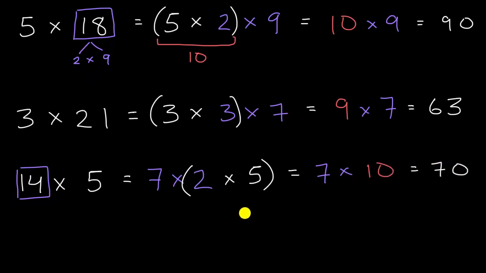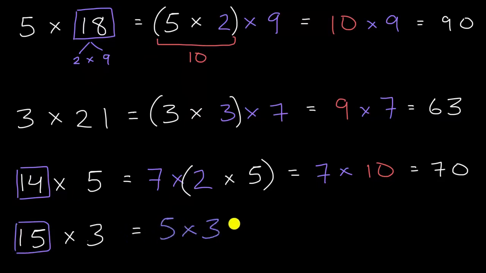One more example. Let's say we want to calculate 15 times 3. How would you tackle that? Well, we can break up 15 into 5 times 3, and then we can multiply that, of course, by this 3. Then we can multiply the 3's together first, and this amounts to 5 times 9. And 5 times 9, you might already be familiar with this. This is going to be equal to 45.